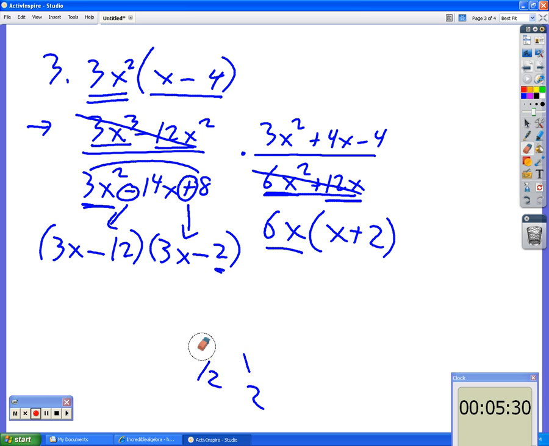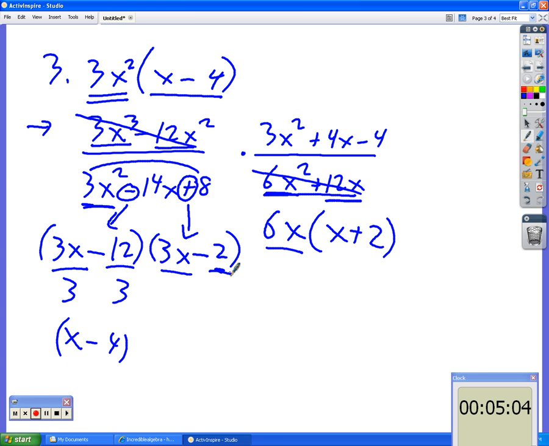Now, get rid of this part. Now, first parenthesis here. Is there a number I can divide into 3 and also into 12? And the answer is yes. I can divide 3 into both. And when I put 3 in the 3x, I get x minus, and 3 in the 12 is 4. The second one, what can I divide into 3x and 2? Nothing, just 1. So they don't change, so the second one stays the same as 3x minus 2. That's what I get for factoring there.